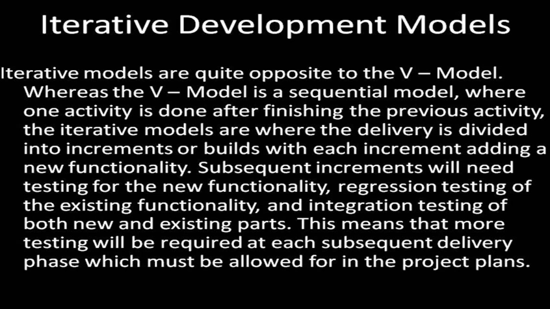The increment produced by an iteration may be tested at several levels as part of its development. Subsequent increments will need testing for the new functionality, regression testing of the existing functionality, and integration testing of both new and existing parts. Regression testing is increasingly important on all iterations after the first one. This means that more testing will be required at each subsequent delivery phase, which must be allowed for in the project plans. This life cycle can give early market presence with critical functionality, can be simpler to manage because the workload is divided into smaller pieces, and can reduce initial investment, although it may cost more in the long run.